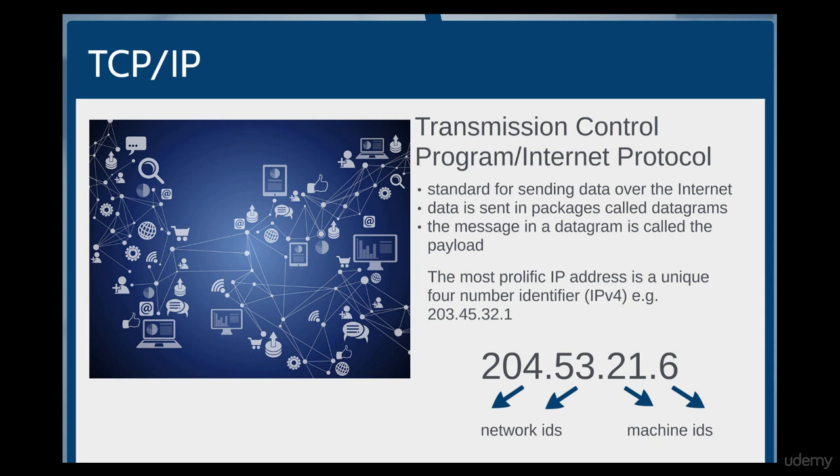The data is sent in packages called datagrams, and the message in the datagram is called a payload. The most prolific IP address is a unique 4-number identifier, and you may have seen many of these before. They look like 204.53.216. The computer that you're currently working on will have its own IP address. This IP address identifies your computer uniquely in the whole world of the internet. The first 2 numbers of the IP address are the network IDs, and the second 2 numbers are the machine IDs.